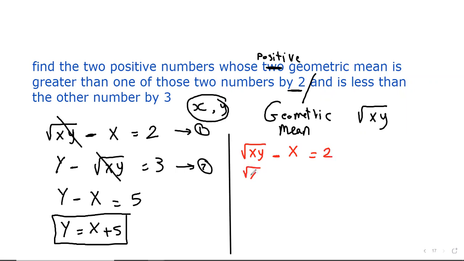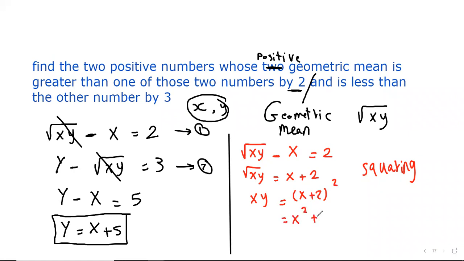So square root of xy equals x plus 2. How can we get rid of this square root? By squaring both sides. When squaring both sides, it will be xy equals (x plus 2) to the power of 2. So (x plus 2) to the power of 2, expand it, it will be x to the power of 2 plus 4x plus 4, and here xy.